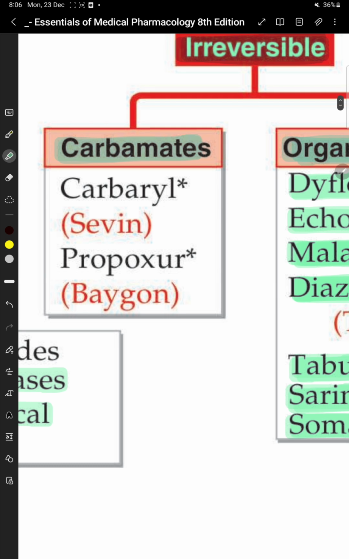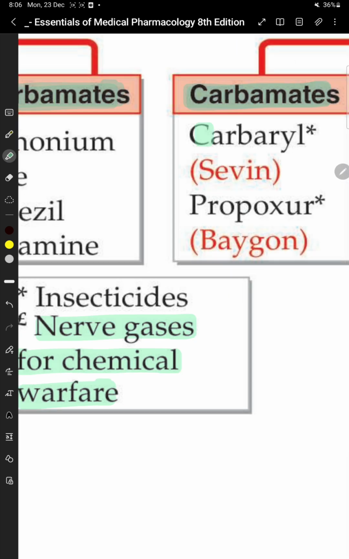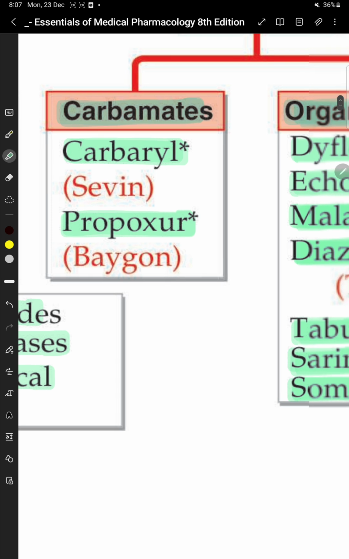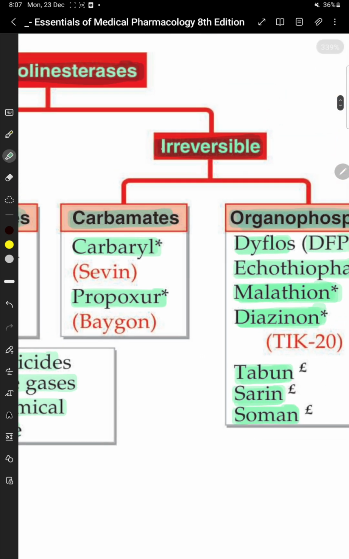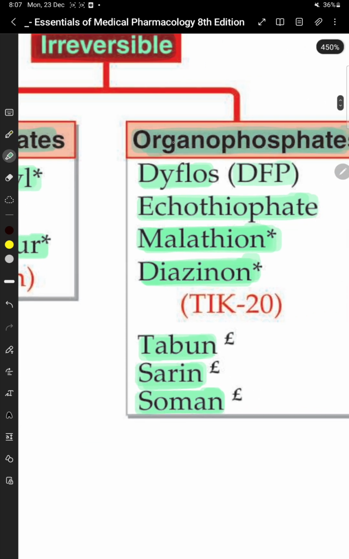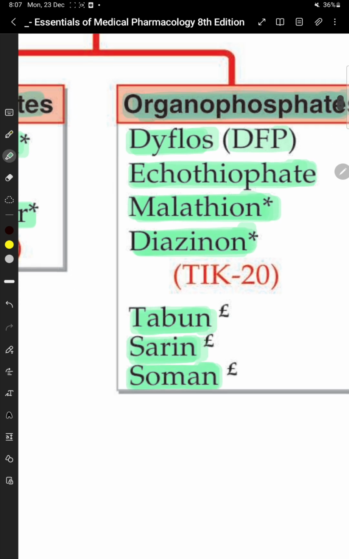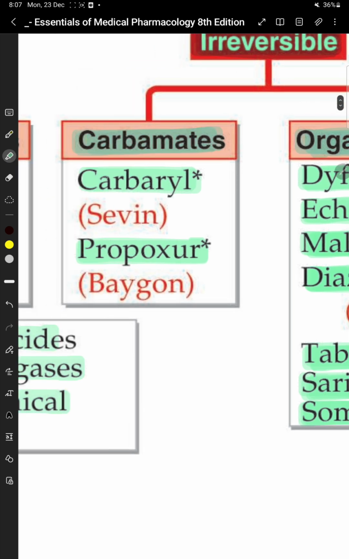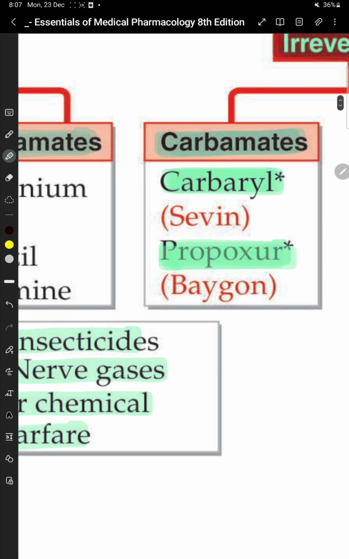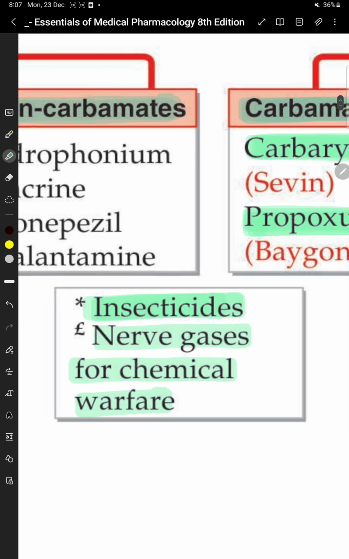Then the irreversible carbamates are carbaryl and propoxor. These carbaryl and propoxor are found in insecticides. Okay. The anticholinesterase can be reversible or irreversible. In irreversible, we have organophosphates like diflos, ecothiopate, malathion, diazinon, tabun, sarin and soman. And in carbamates, we have carbaryl and propoxor, which are seen in insecticides.